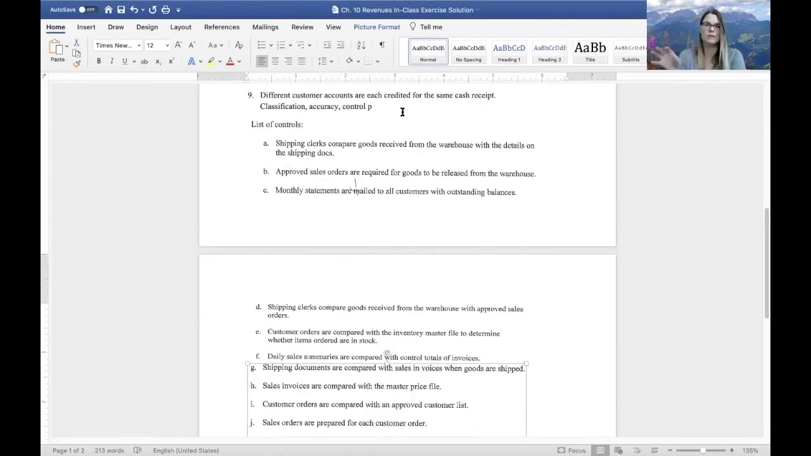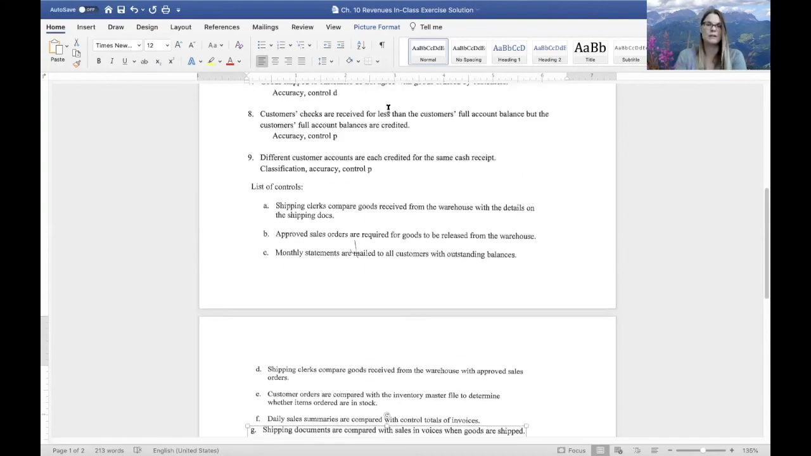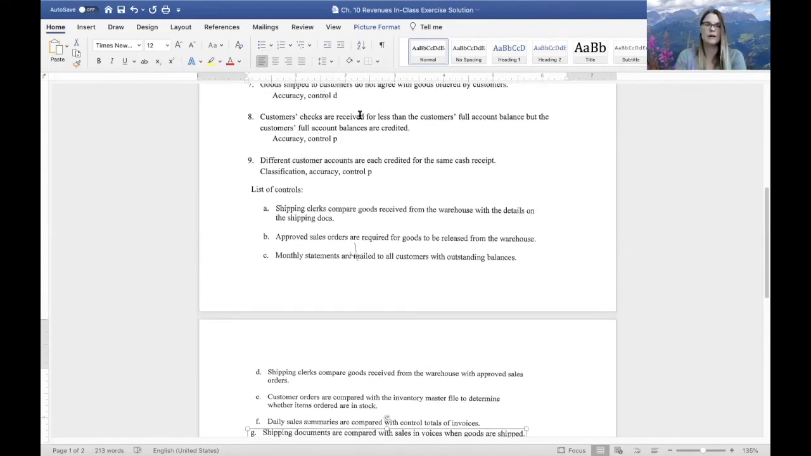Because Control T is really the sales returns and allowances part of the process, whereas this risk and Control P are really related to the cash receipts process. So it's just two totally different things.